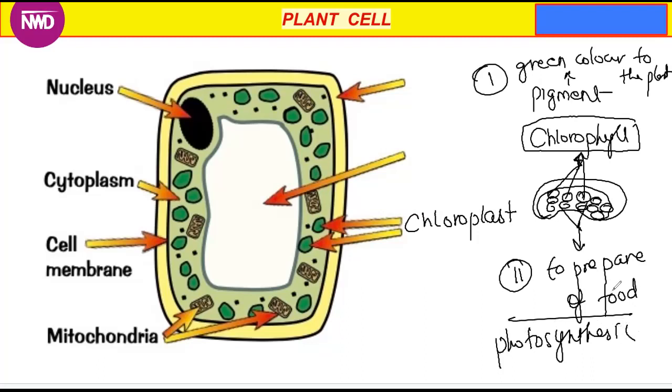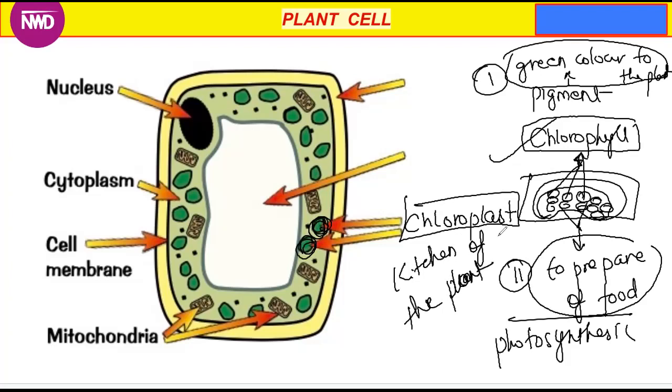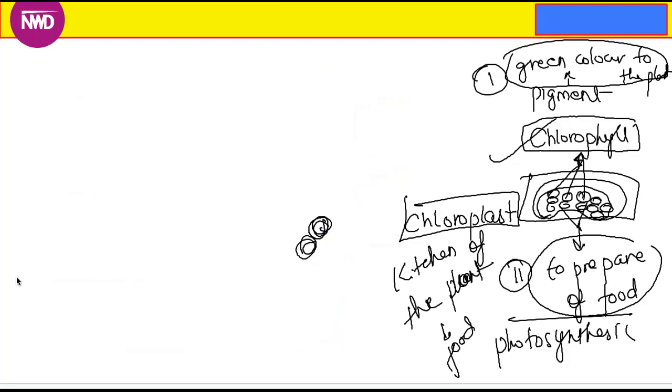Let me make you understand this. Again, students, it's a very important concept you have to understand. I'm repeating again. This green portion is known as chloroplast. The chloroplast structure is this. It consists of pigments, these granules, which are known as chlorophyll. Chlorophyll has two functions. First, it provides green color to the plant. And second, it helps in the preparation of the food. It is known as the kitchen of the plant, because food is being prepared here. We will see next how the food is being prepared here.